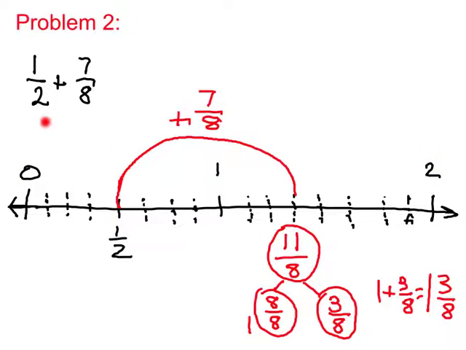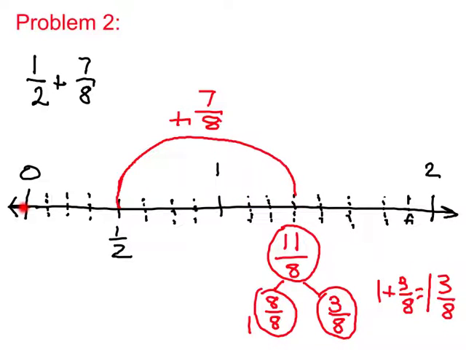My starting point is 1/2 right here. And then I divided my number line into eighths. 1/8, 2/8, 3/8, 4/8, 5/8, 6/8, 7/8, 8/8, and so on. You can see that these are in eighths. So my starting point is 1/2. Then I knew I had to add 7/8. So I went 1/8, 2/8, 3/8, 4/8, 5/8, 6/8, 7/8.